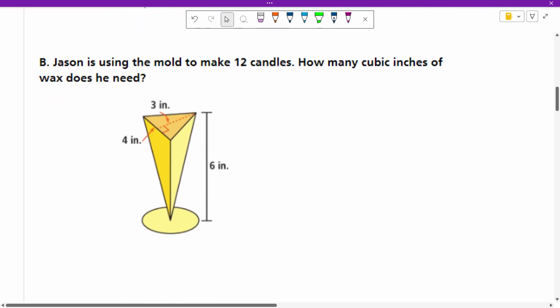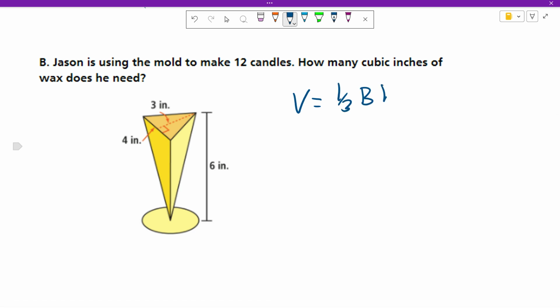Jackson is using this mold to make 12 candles. How many cubic inches of wax does he need? So he's going to make 12 candles, but we got to figure out how much 1 candle is and then go from there. So volume, what shape is this? Pyramid is 1/3 the area of the base times the height. How do we find the area of the base? What shape is the base? A triangle.